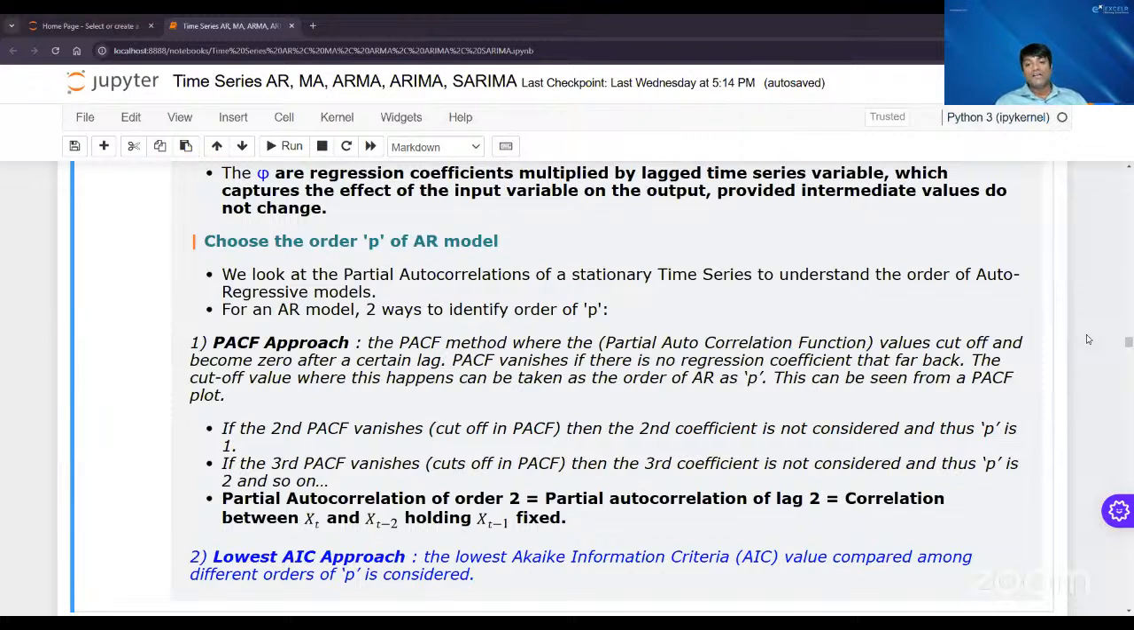And the next thing is the main assumption, which is basically using the forecasting models, which we are doing by using the autocorrelation.